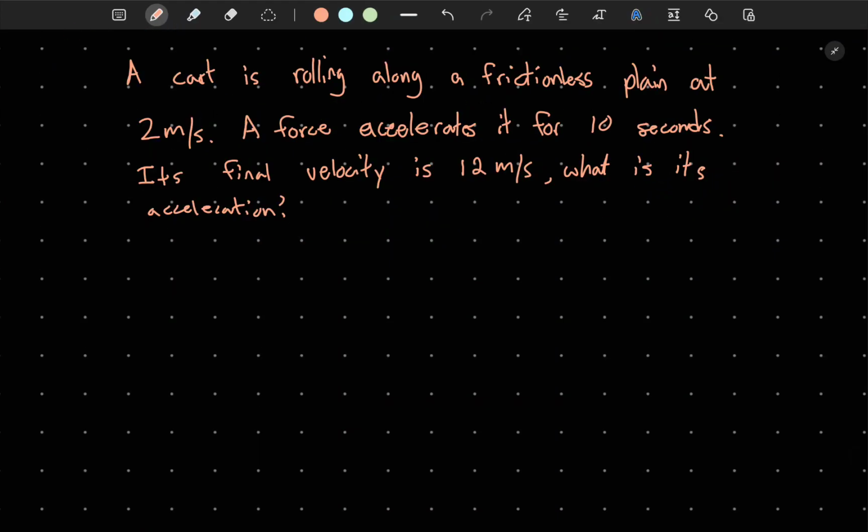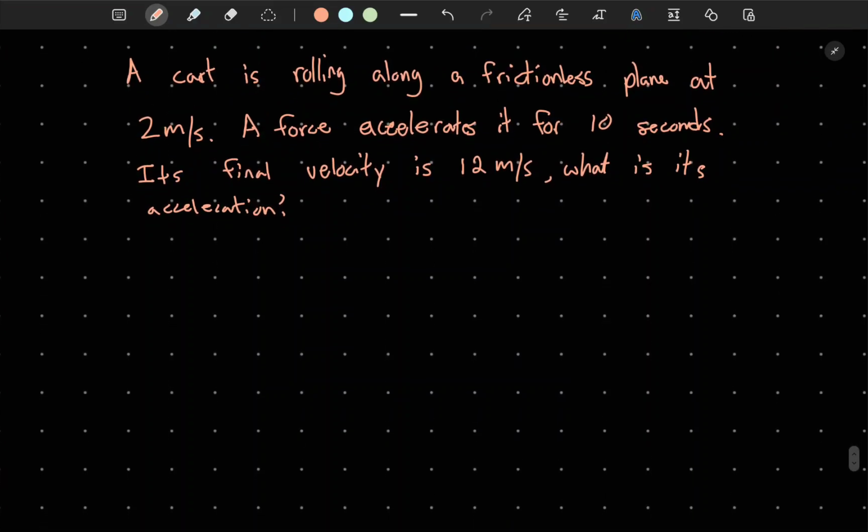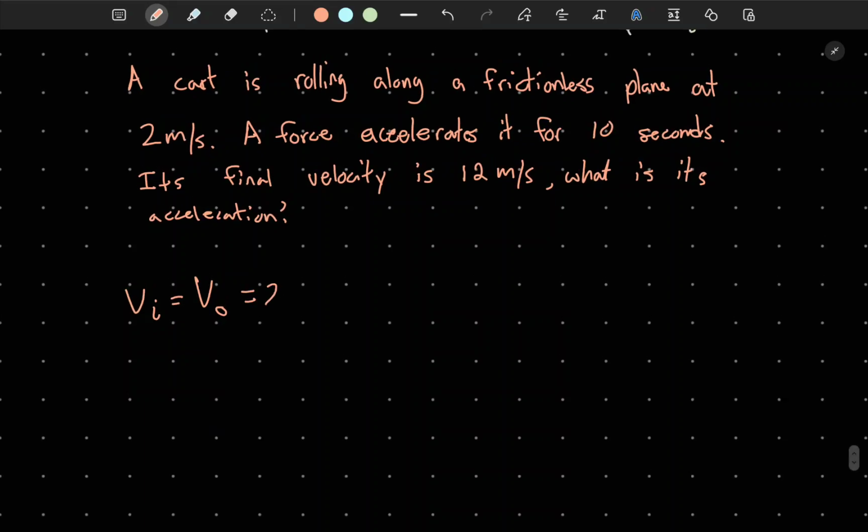A cart is rolling along a frictionless plane at 2 meters per second. A force accelerates it for 10 seconds. Its final velocity is 12 meters per second. What is its acceleration? So we ought to start by finding what we know. We know the original speed, which is v naught or v initial, and these are usually interchangeable, is equal to 2 meters per second. And we should probably write down our kinematics equation just to make sure we know what's going on. So we know that v final is equal to v initial plus at.